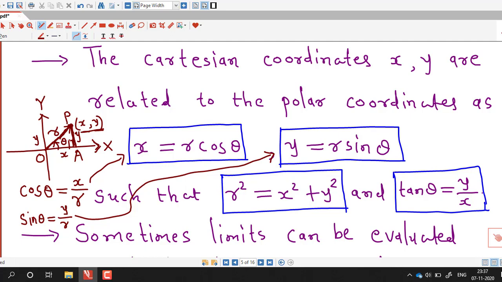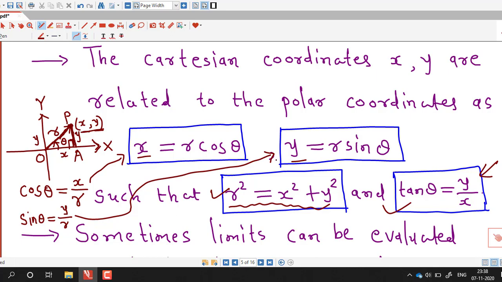And from this triangle we can see r square is x square plus y square, because it is a right angle triangle. Or if we square this x and y, then also we will obtain r square equal to x square plus y square. And if we take y over x, we will have tan theta. So this is the relationship between Cartesian and polar coordinates. These r and theta are known as polar coordinates.